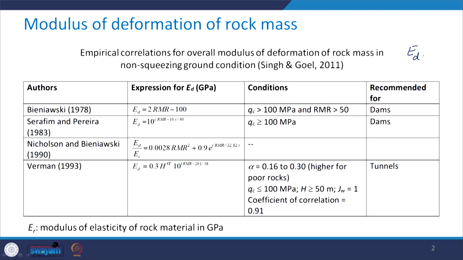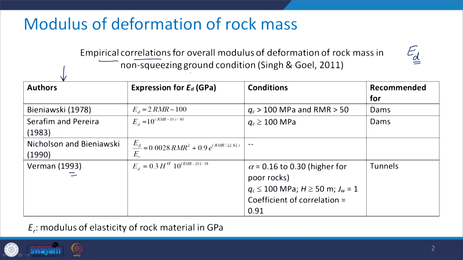So first we see how the modulus of deformation of rock mass can be determined on the basis of various empirical correlations in the non-squeezing ground condition. Various authors have given different expressions for modulus of deformation, and this modulus of deformation is represented as E sub d, or E with a small d in subscript. The first column gives us the idea about the authors and the year in which they proposed these expressions. All these are empirical correlations. So keep this in mind.